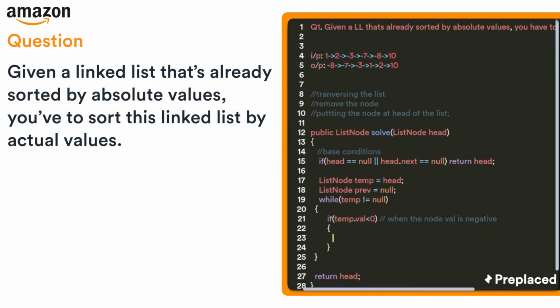Okay, so sir, I'm also maintaining a previous pointer. Basically, in order to delete the current negative node, if my current node's value is negative, then I need to assign my previous pointer.